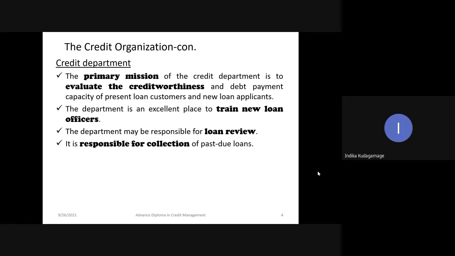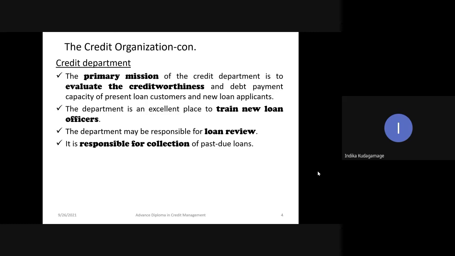Branch will do the loan generation part. Then for larger loans, we have a relationship model where the branch will generate the lead, and we have a relationship manager sitting with the regional manager. They will do the evaluation. The primary mission of the credit department is to evaluate the creditworthiness and debt repayment capacity.